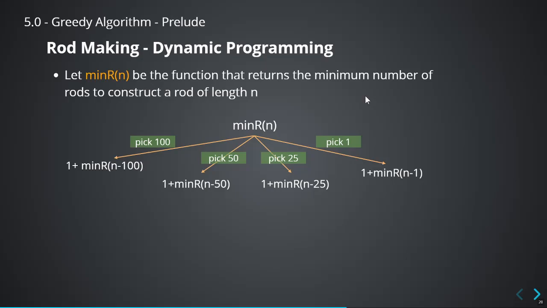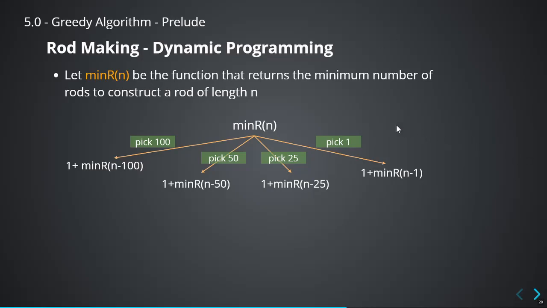Then I'm left with a subproblem, which is finding how many rods I need at minimum to make a rod of length n minus 100. So same thing if I pick 50, same thing if I pick 25, same thing if I pick 1. I'm going to solve a subproblem with the input being n minus that rod length: minus 100, minus 50, minus 25, or minus 1.